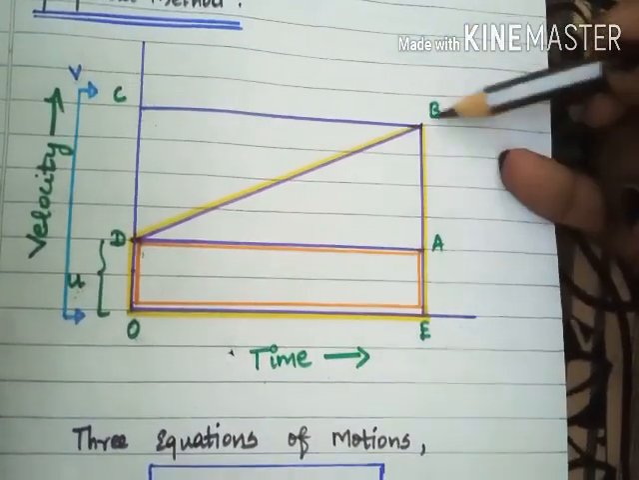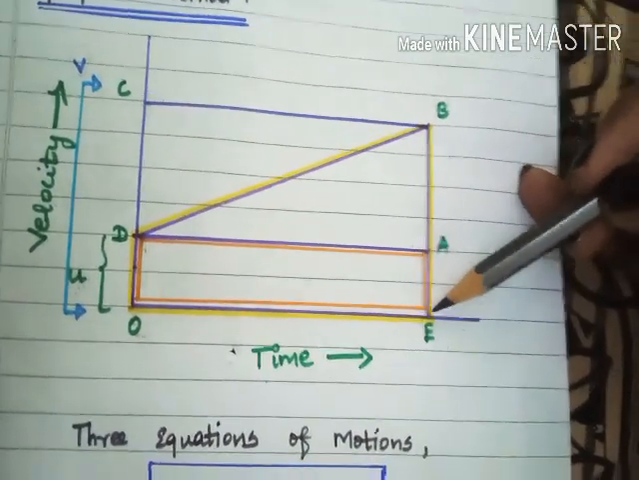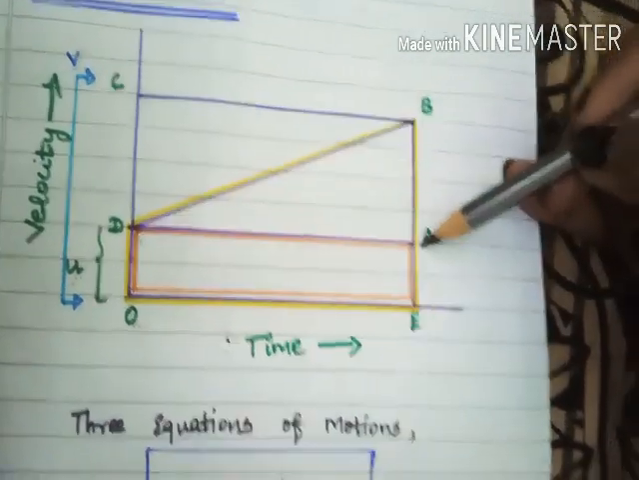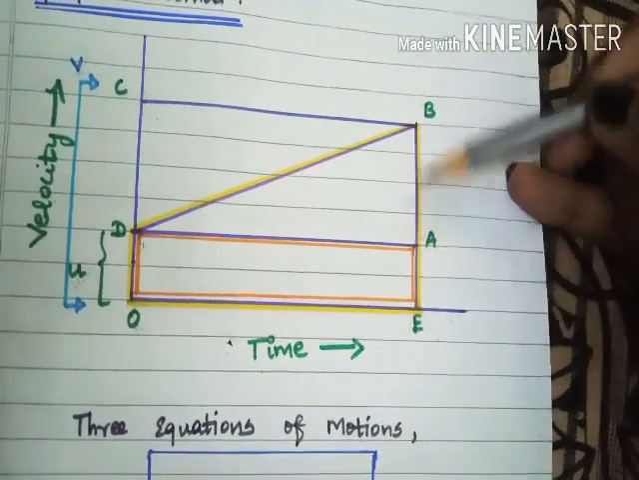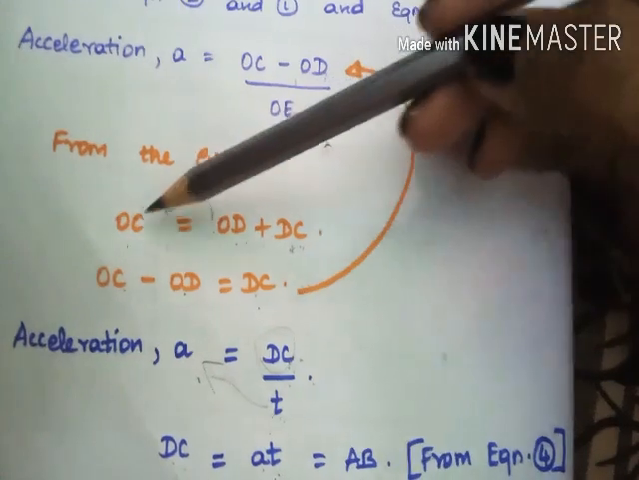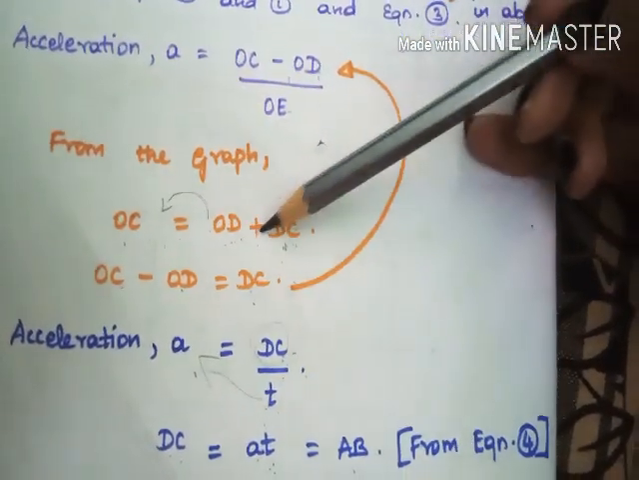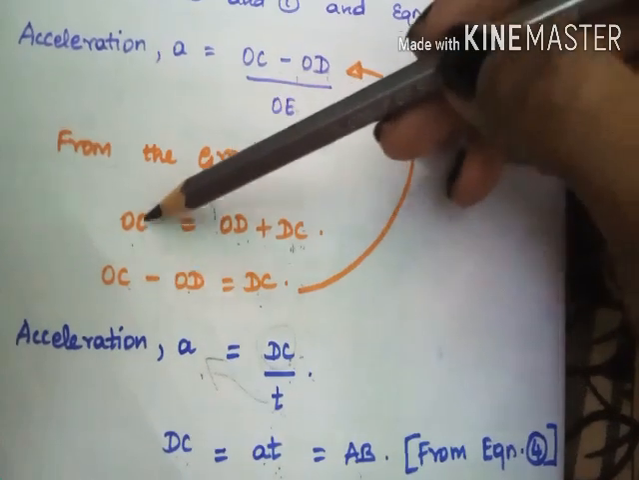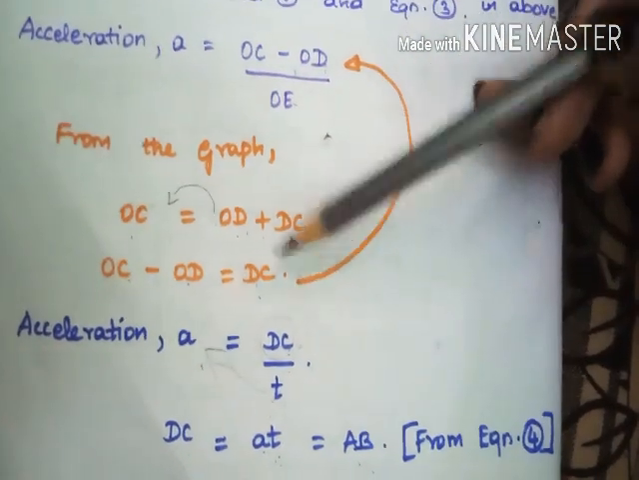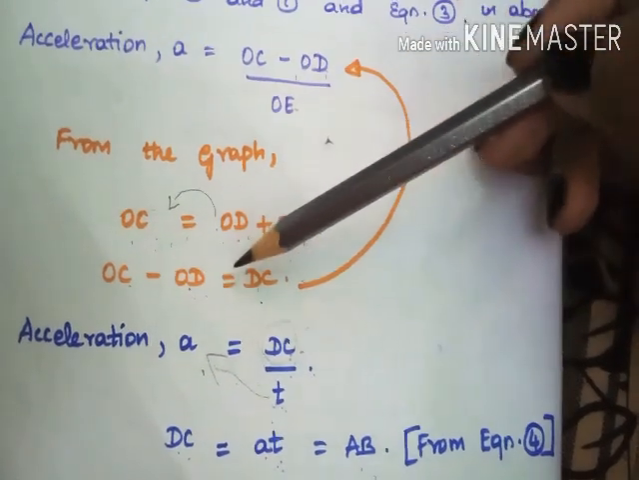Similarly, EB is equal to EA plus AB. How do we represent EB? EB is equal to EA plus AB. So from the graph only we are writing these equations. OC is equal to OD plus DC. From that, OC minus OD is equal to DC, since we shift OD to the other side.